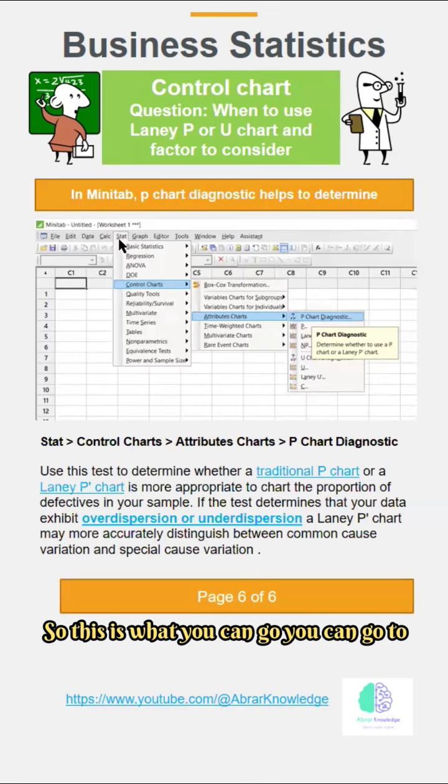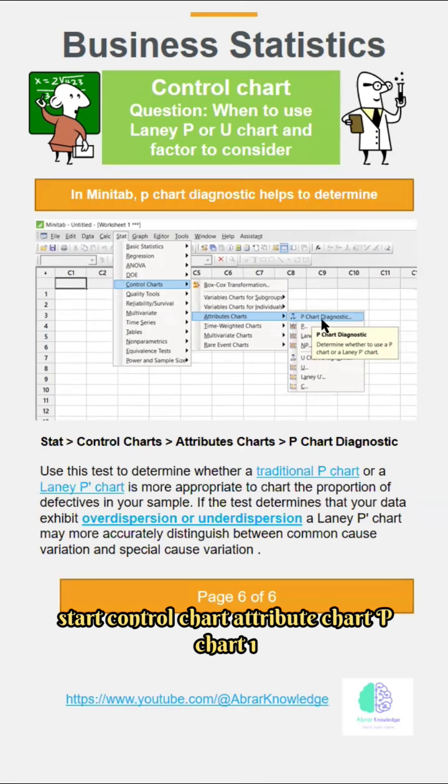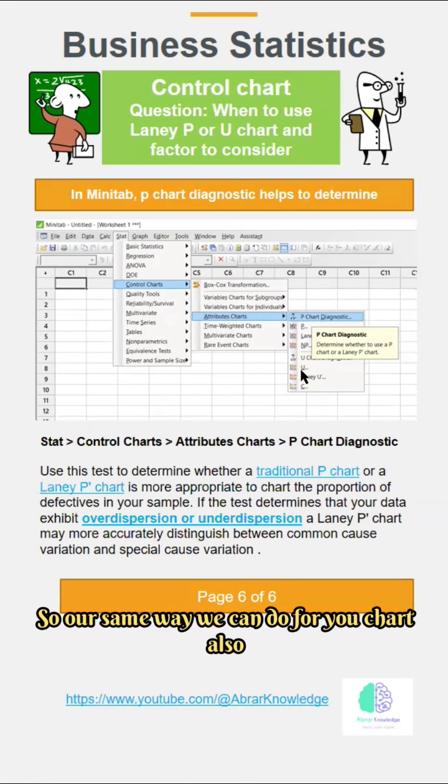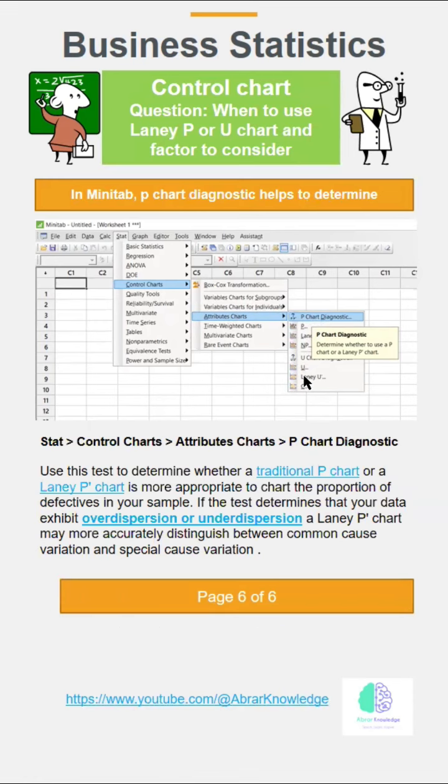So this is what you can do. You can go to Stat, Control Charts, Attribute Charts, P Chart Diagnostic. This helps to identify whether you can go for the P chart, that is the traditional chart, or the Laney P chart. In the same way, we can do it for the U chart also. You can go to the Laney U chart diagnostic. The diagnostic will help to determine whether we can use the traditional or the Laney one. With that, we can easily find it out.